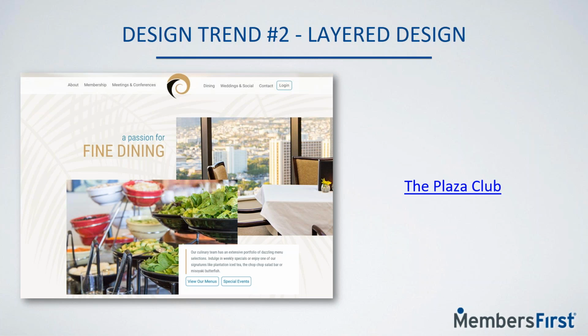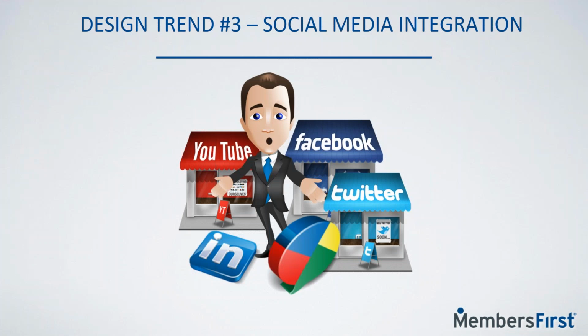Layered design, you can see that the photos are layered on top of each other. Now, one of the great things about this is that it offers up a different way to showcase photography, but it also combines 2 images that relate to one concept, dining. So it allows people to have a little bit more of an abstract feel when you're organizing your content on your website. So that's design trend number 2, layered design.